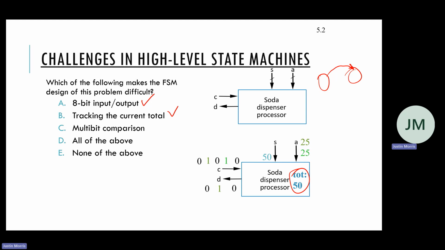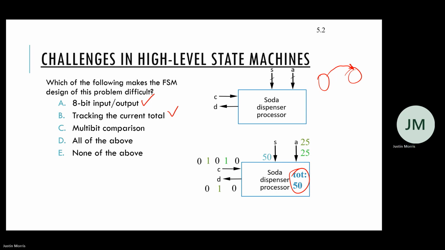What about the multi-bit comparison? Can I do a multi-bit comparison in a finite state machine? How? Well, the one we did in class is just a one-bit comparison, right? So how do I do multi-bit comparison? You have to do multiple finite state machines. Or just more states. You can do it with more states.